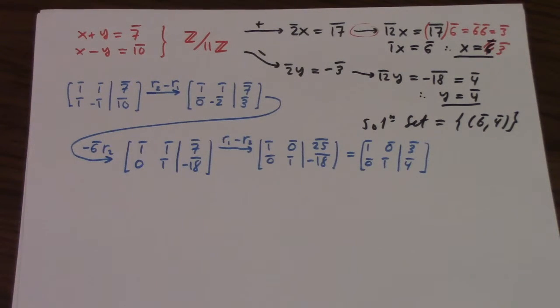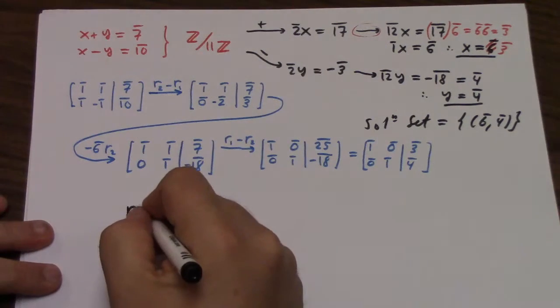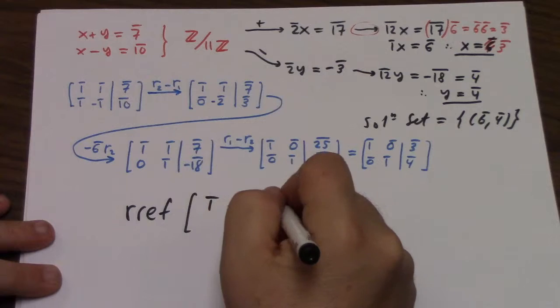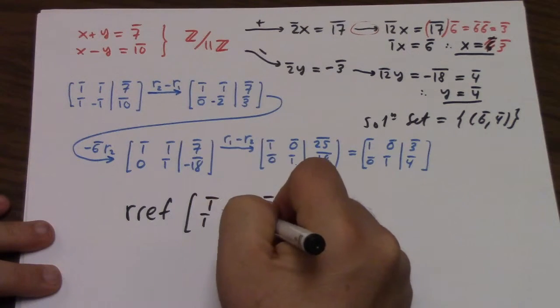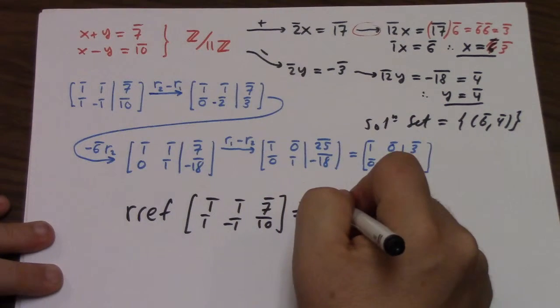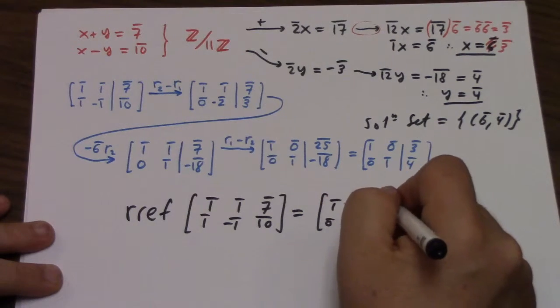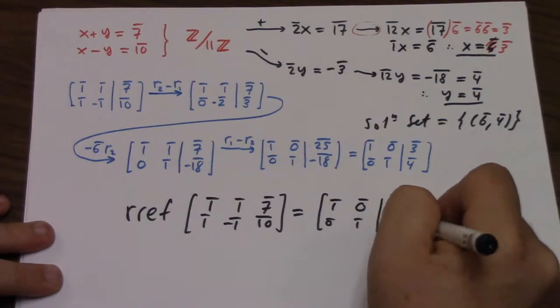Oh, just to conclude. So what this shows, by the way, is that the reduced row echelon form of the matrix 1 bar, 1 bar, 7 bar, 1 bar, minus 1 bar, 10 bar is equal to 1 bar, 0 bar, 0 bar, 1 bar. The vertical line is just decoration, 3 bar, 4 bar.